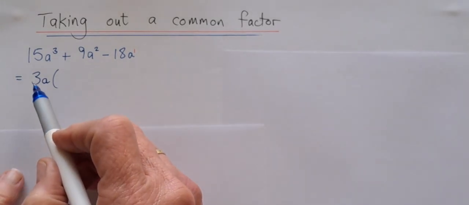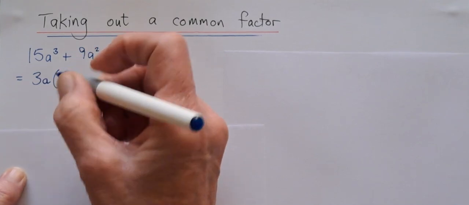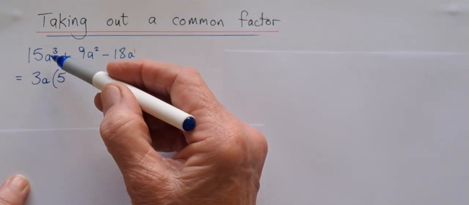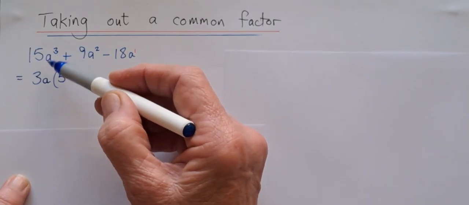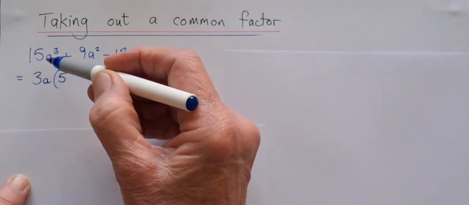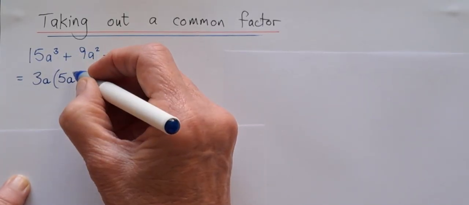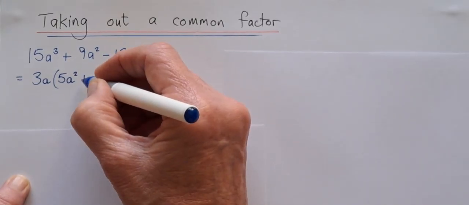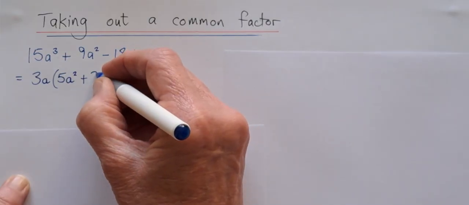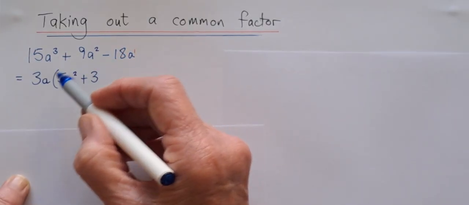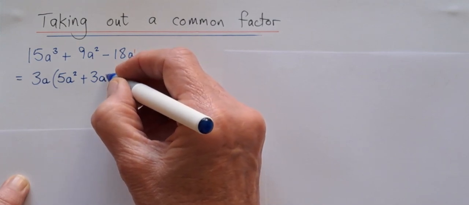So the way to do that is to say 15 divided by 3 leaves me with 5, because I've taken out that 3, and a cubed divided by a, remember a is to the power of 1. When I'm dividing exponents, dividing powers, then I subtract the exponents, so a to the 3 minus 1 is 2. Then I say, how many times did 3 go into 9, or 9 divided by 3 will leave me with 3. A squared divided by a to the power of 1 is a to the 2 minus 1, which is 1.